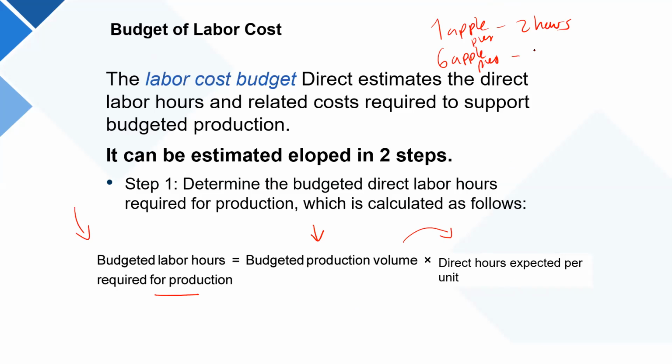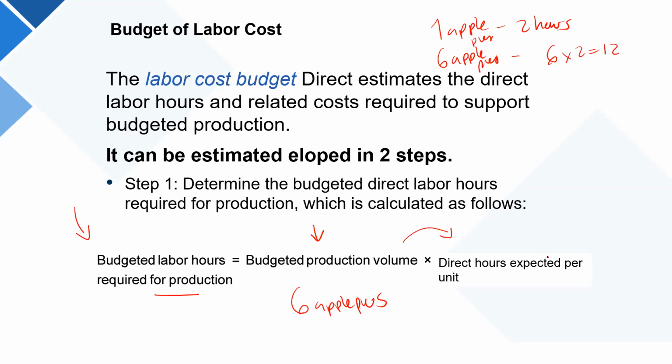12 hours. And how do you get to the 12? By a rule of 3. By a rule of 3? Multiplying 6 times 2. 12 hours. All right. So the budgeted production is 6 apple pies.